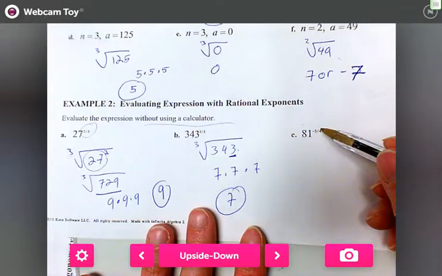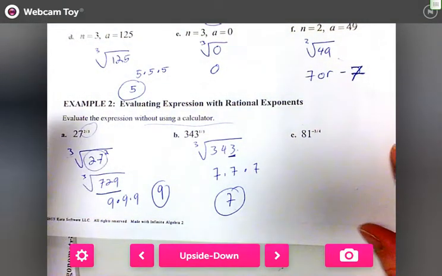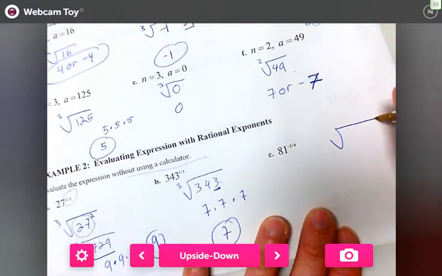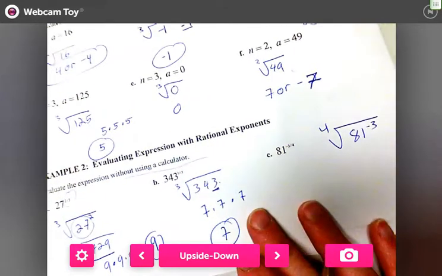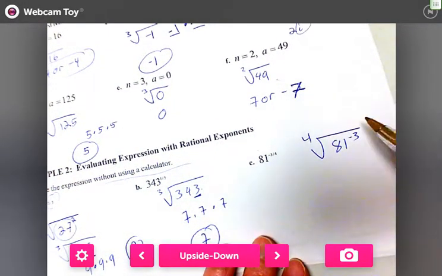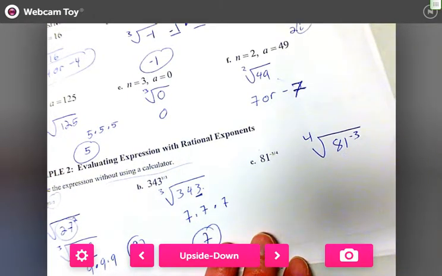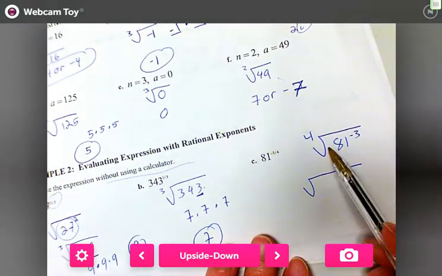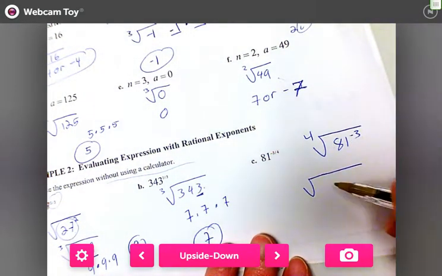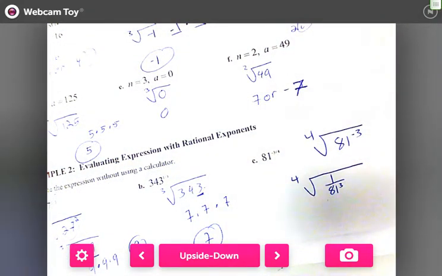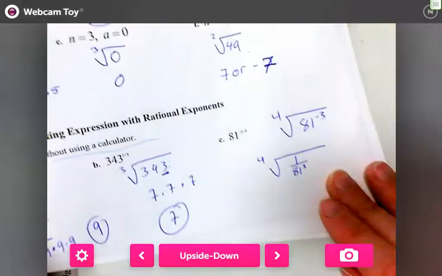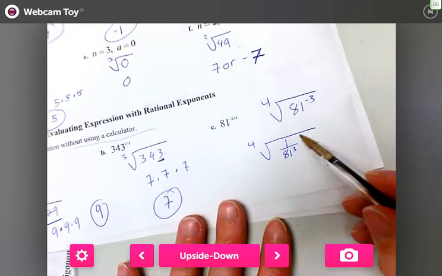81 to the negative 3 over 4. So we're looking at 81 to the negative 3 to the 4th. This negative 3 is a little bit confusing. If there's a negative in front, this is just a negative exponent, so it looks like a fraction. What goes into 81 evenly, guys? 9. Okay, so let's first figure this out.